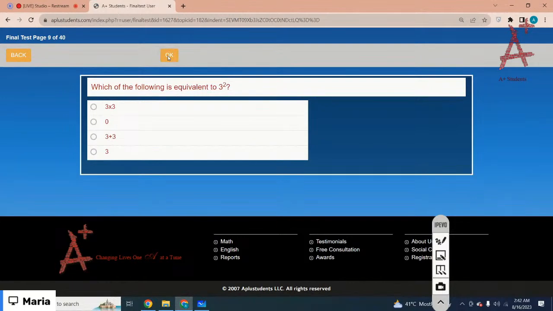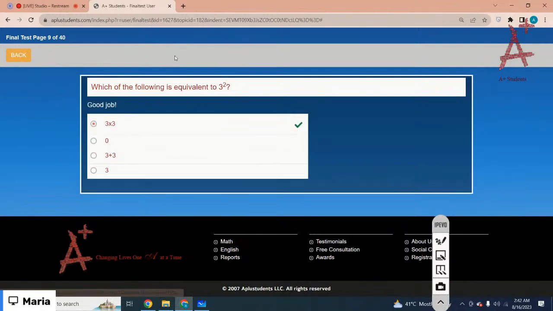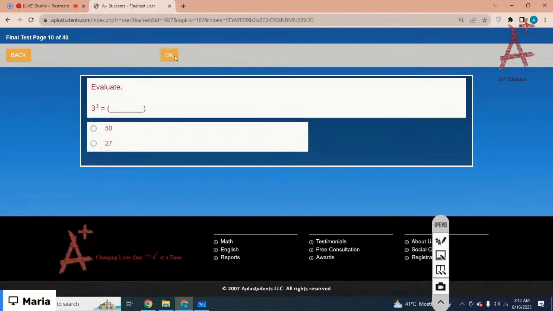Okay, which of the following is equivalent to 3 square? That means you have to do 3 times 3, right? Okay, evaluate 3 exponent 3. Which is the correct option? You have to do 3 times 3 is 9, and 9 times 3 is 27. So the correct option is 27.